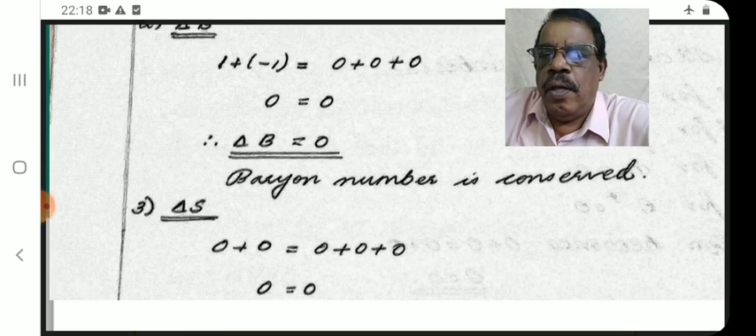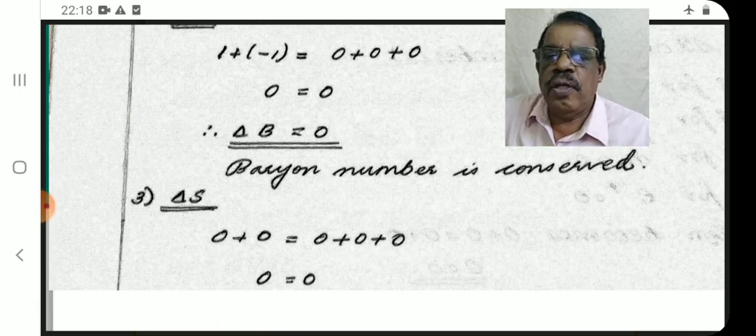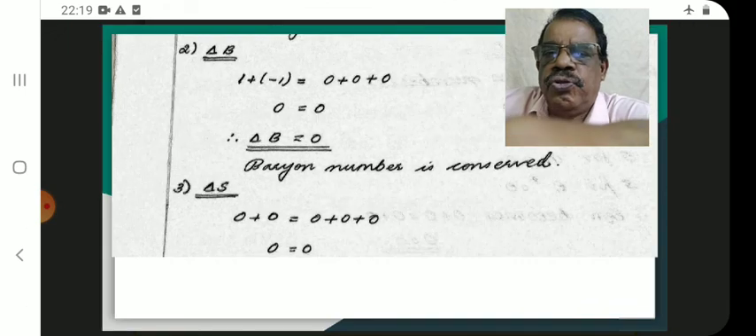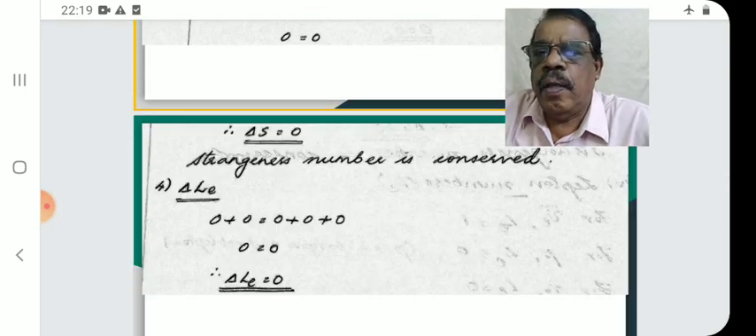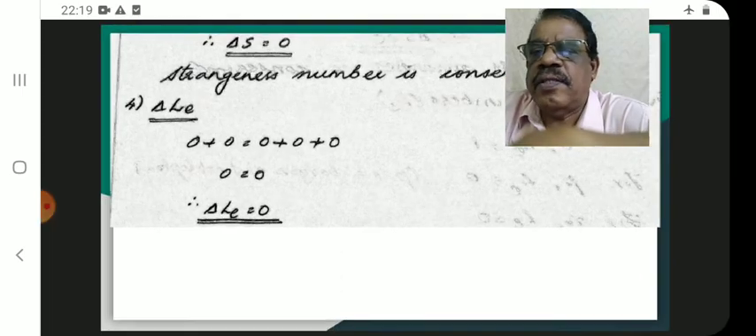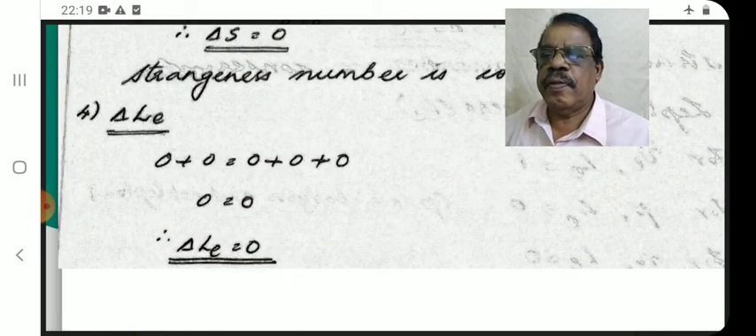Strangeness number. All are familiar particles. So we write 0 plus 0 equal to 0 plus 0 plus 0, that is 0 equal to 0. Delta S is 0. Strangeness number is conserved.